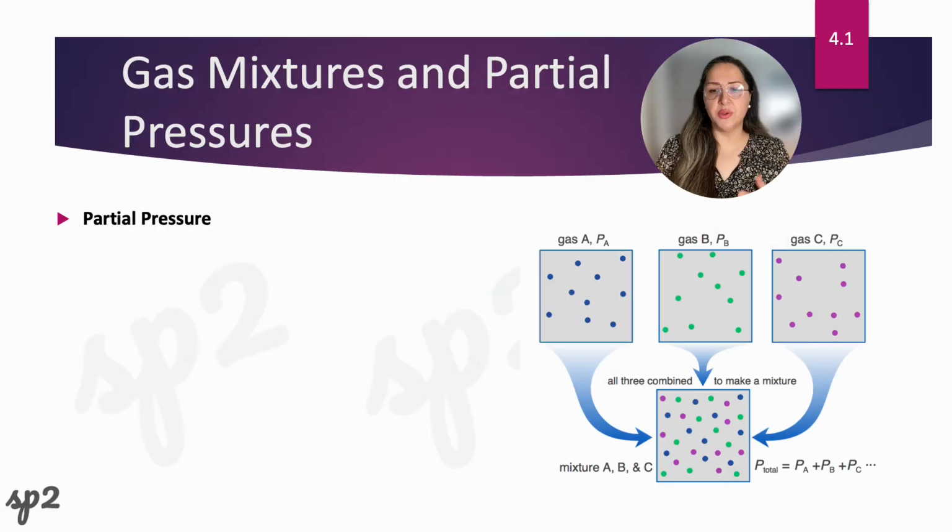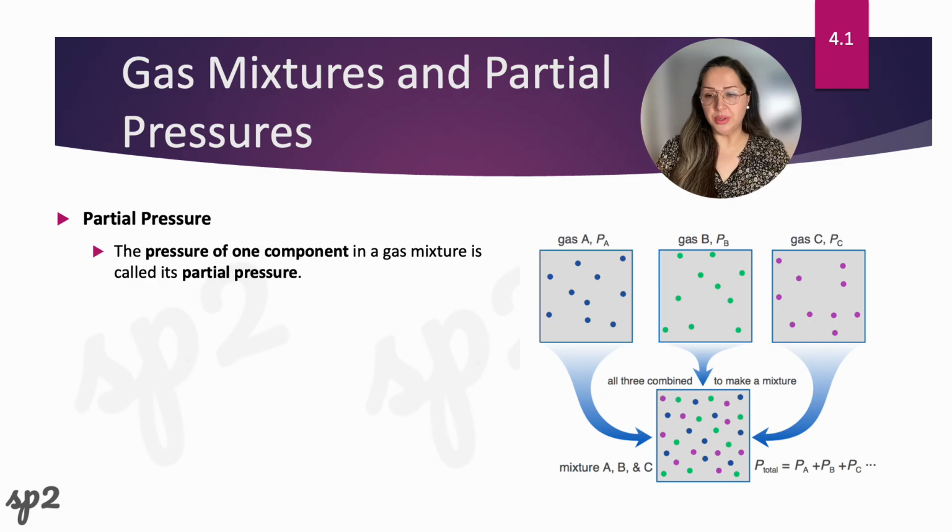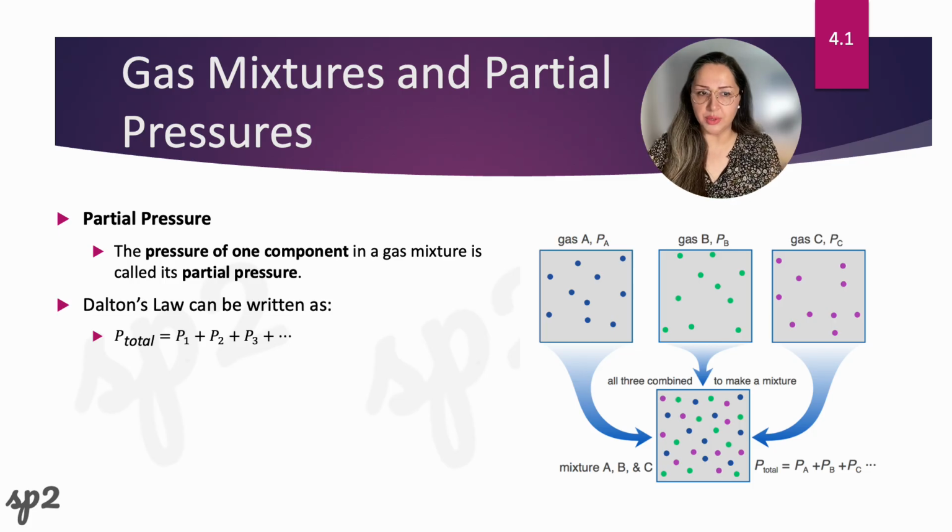Okay, so looking at this very simple picture, as you can see, we have three different containers, for gas A, gas B, and gas C. And what happened here is we are combining all three of them to make one mixture, and that's the one that you see at the bottom of the slide. So we can talk about the partial pressure of each of these gases, which is the pressure of one component, just one gas, in the mixture that we have, and that is known as your partial pressure, right?